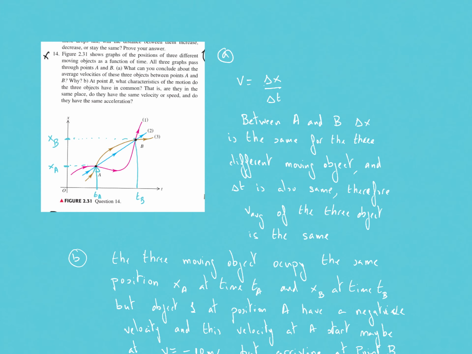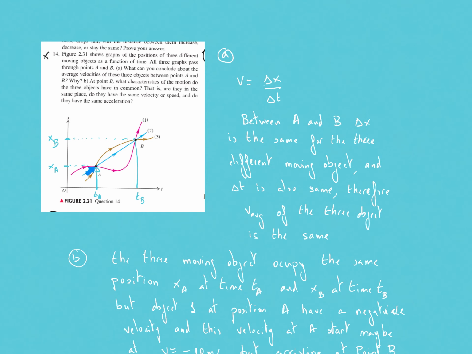So now look at the graph. Let me comment on the graph. I can see that the three objects are moving, and the graph of x of t is this one, etc. They have the same position at the same time. So the starting point A is that they occupy the same position x_A at the time t_A. Perfect. But there is a difference.